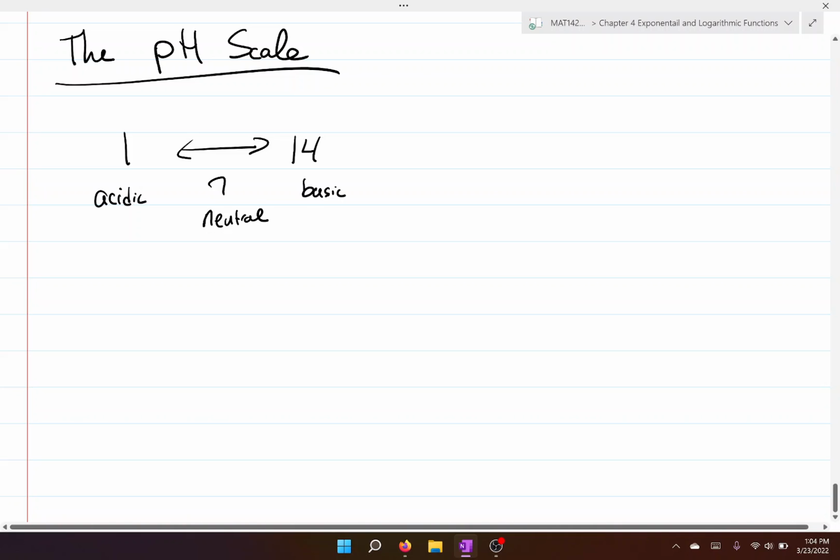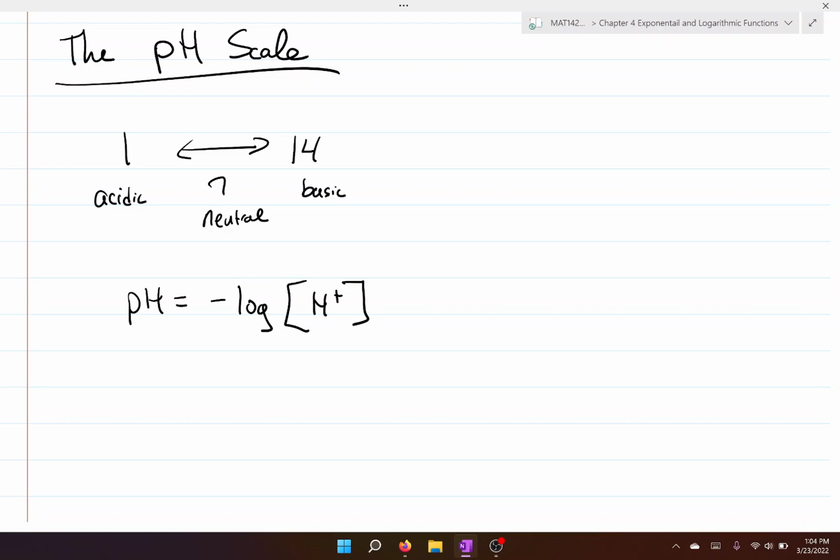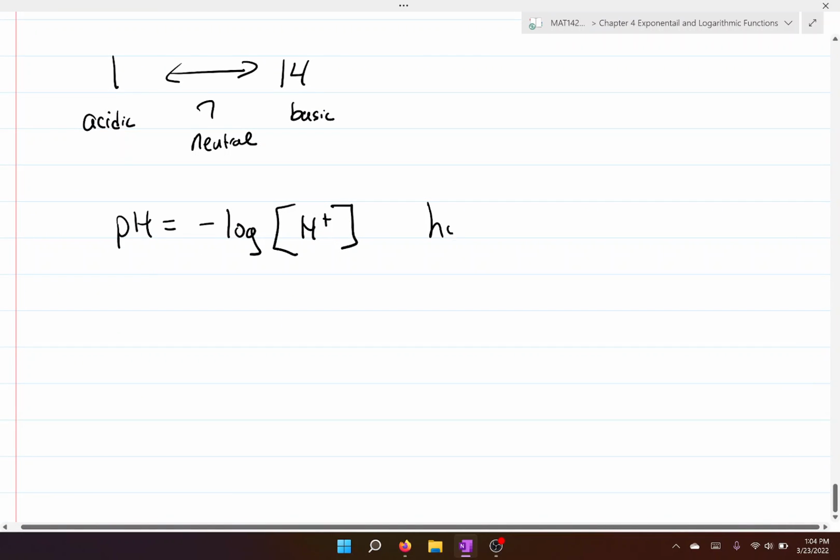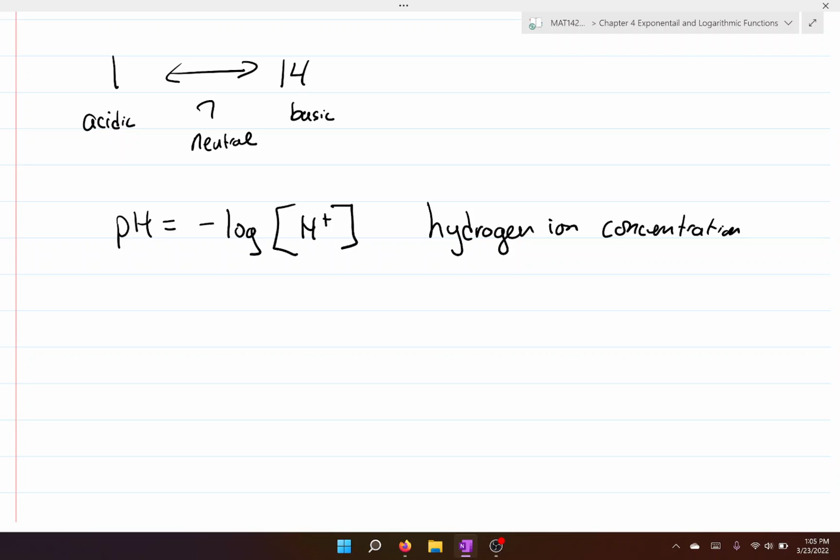And by definition, pH is equal to the negative log of what we call the hydronium ion concentration, all right? I think the easiest way just to say this is just the hydrogen ion concentration, okay?